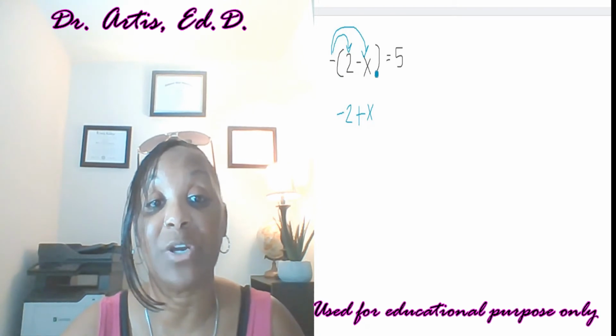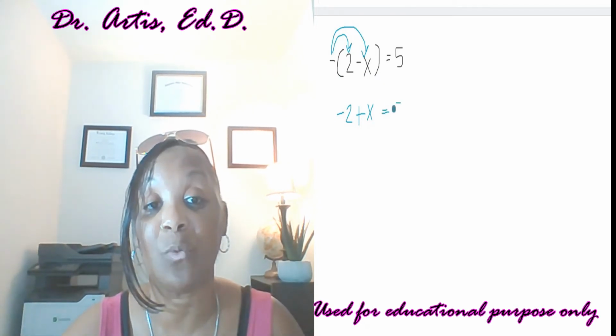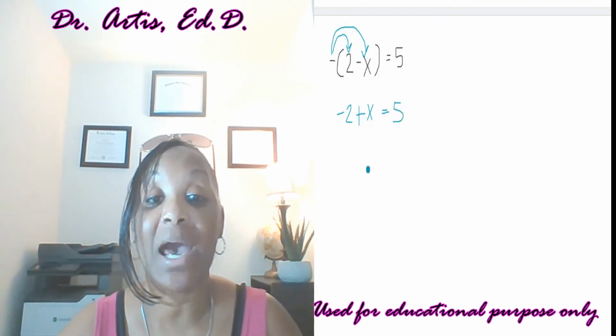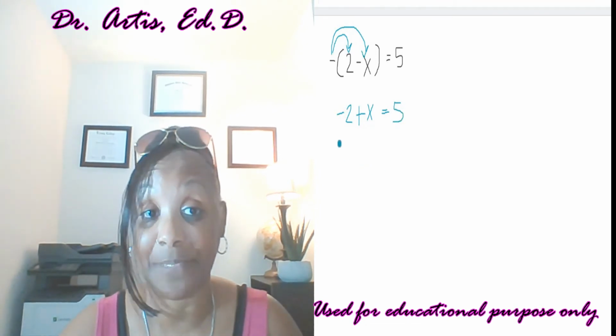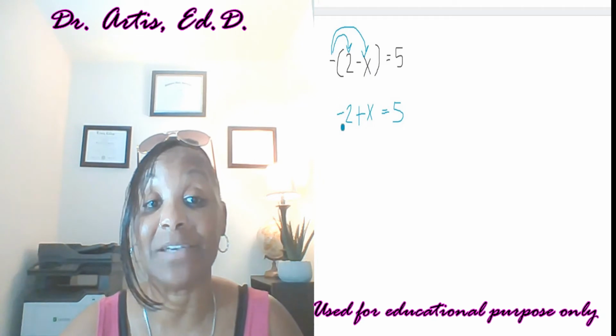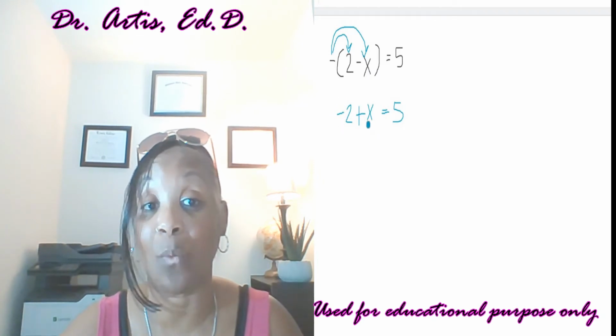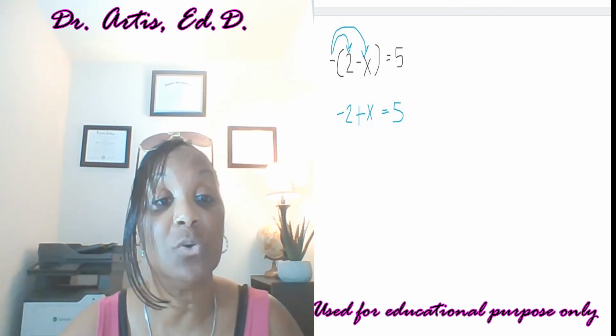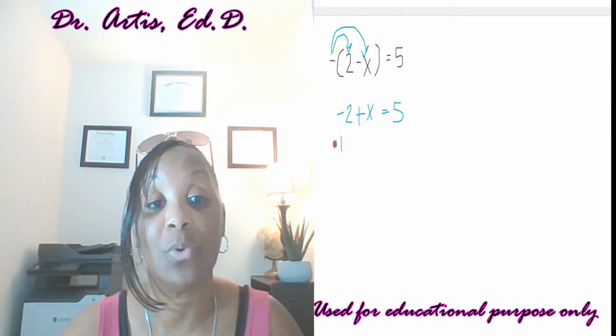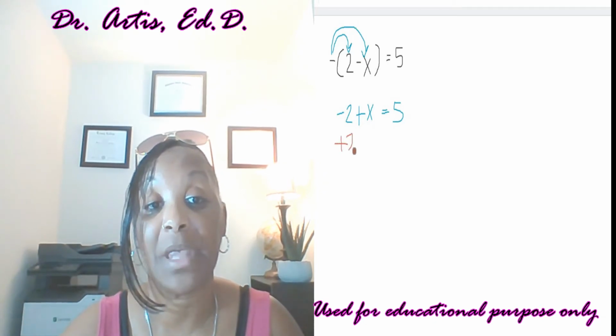Now we have gotten rid of our parentheses, and we're going to bring down our equal sign and 5. Now we're ready to solve for x. We need to get rid of this negative 2 so we can isolate our x, okay? To do that, we're going to add a 2 here. And what we do on one side, we also must do on the other side. So we're going to add a 2 here as well.